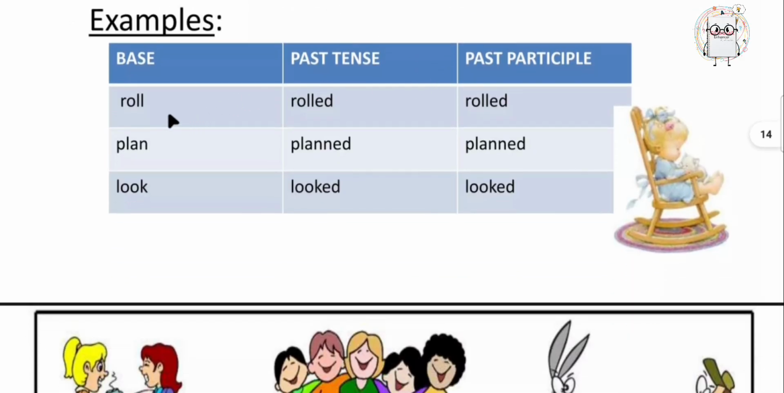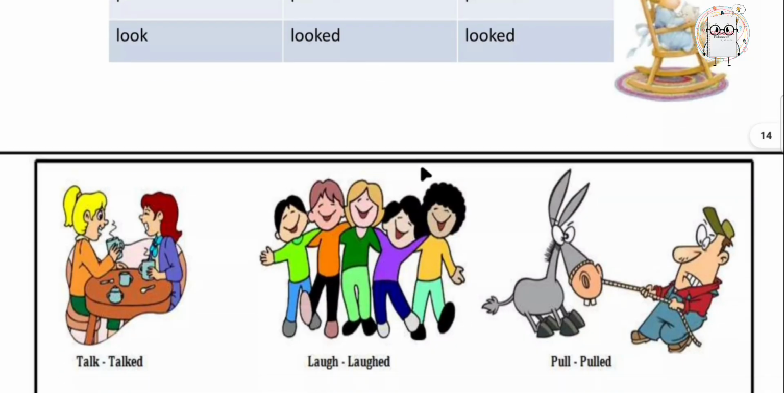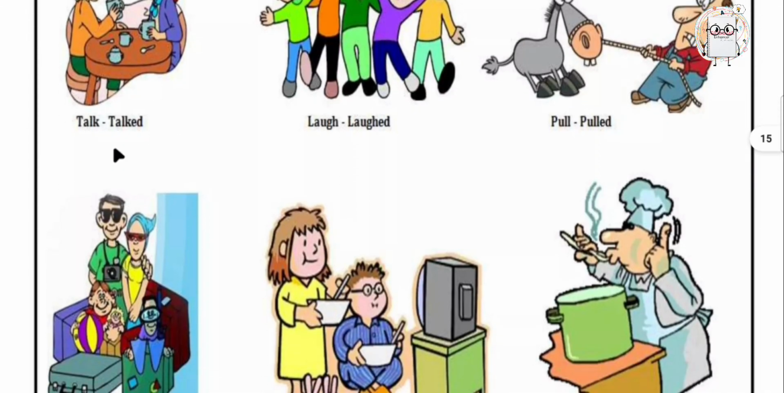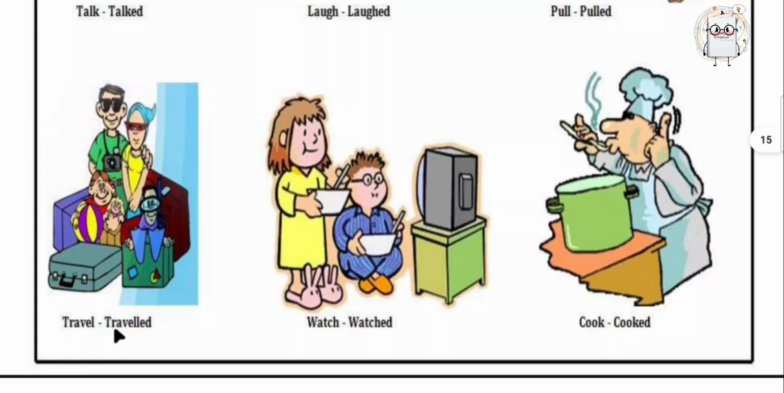Example, roll, past tense rolled, past participle rolled. Plan, planned, planned. Look, looked, looked. Talk, talked. Laugh, laughed. Pull, pulled. Travel, travelled. Watch, watched. Cook, cooked.